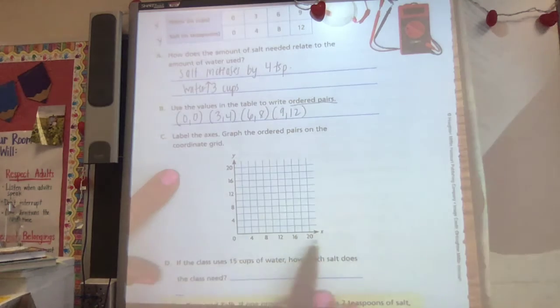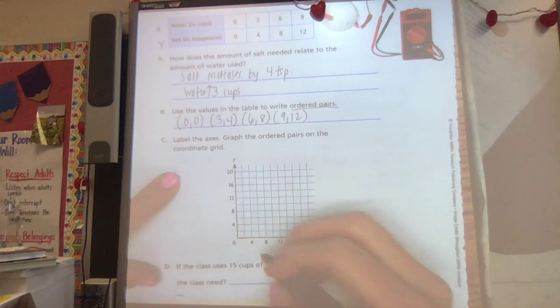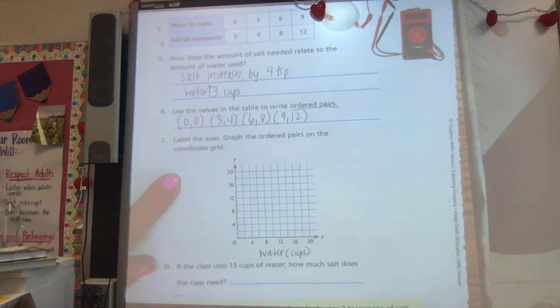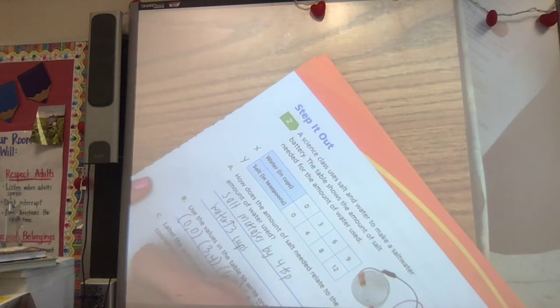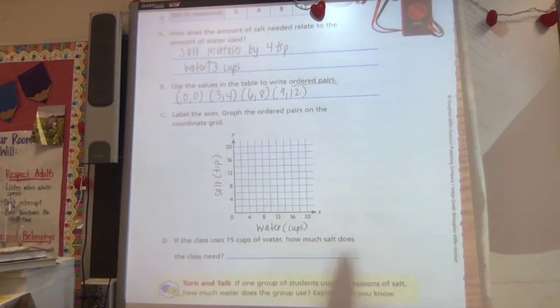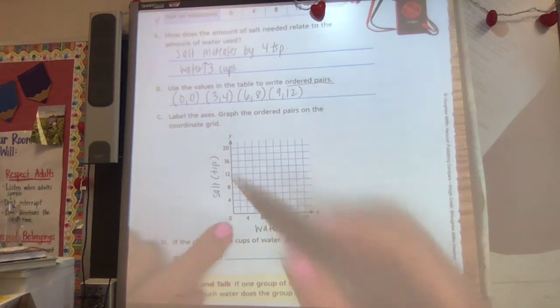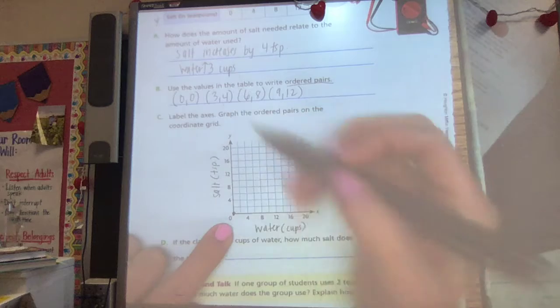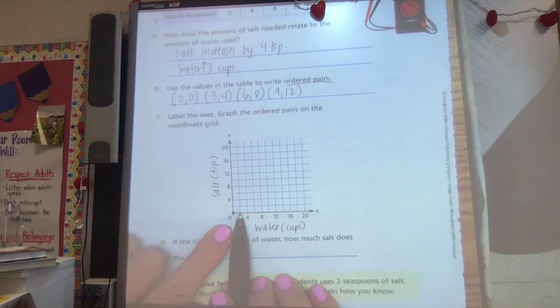My X was my water, and it's always good to write the measurement, water in cups. And salt in teaspoons, TSP is the abbreviation for teaspoon. Now graph the ordered pairs. 0, 0 at my origin. 3, 4. Okay, let's look at this now.